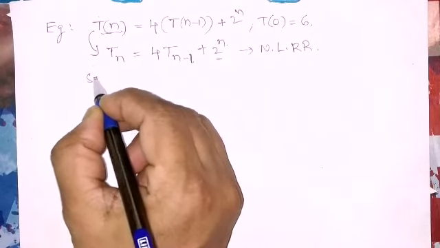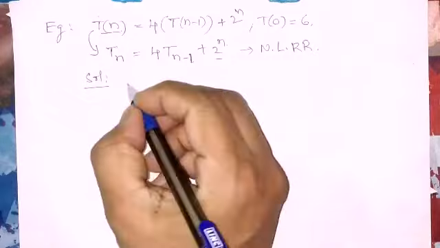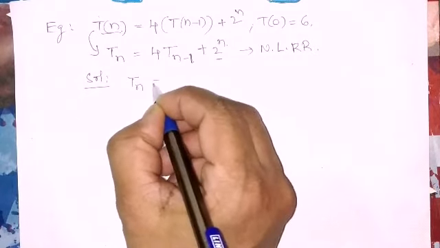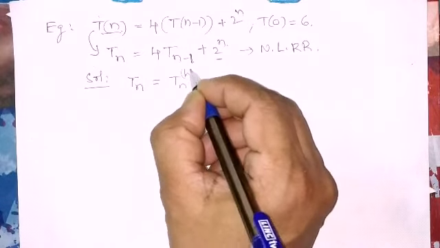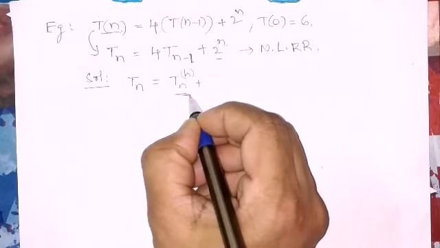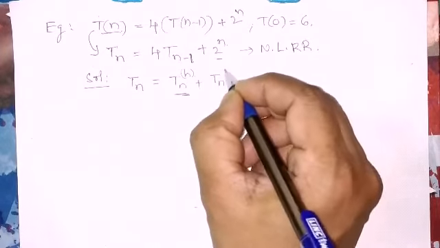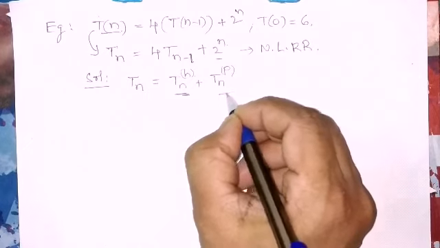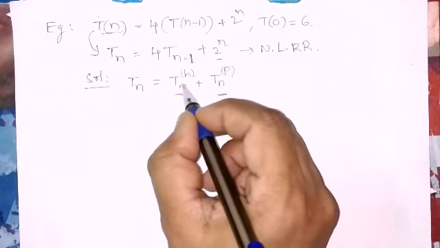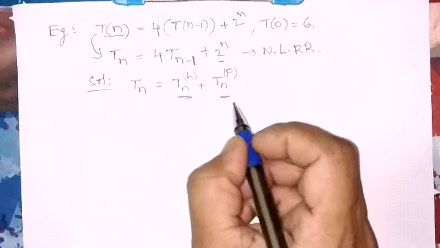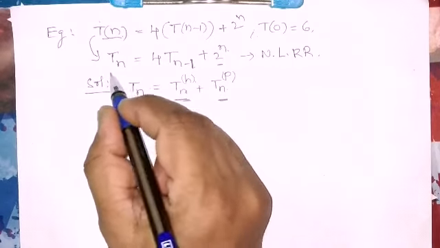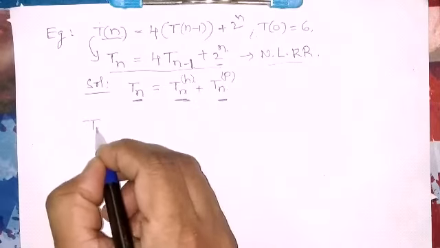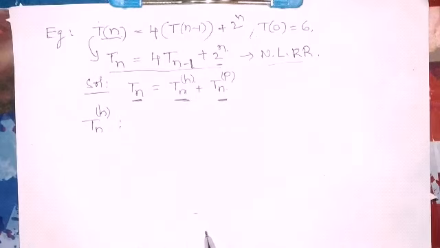the solution of the given problem has two parts. The first part, we write the solution Tn. The first part is Tn power h. This is called the homogeneous part of the solution. The second part is Tn power p, the particular solution part. After getting the homogeneous and particular parts of the solutions, adding them, we can give the general solution for the given non-homogeneous linear relation. Now let us first see how to find the homogeneous part.